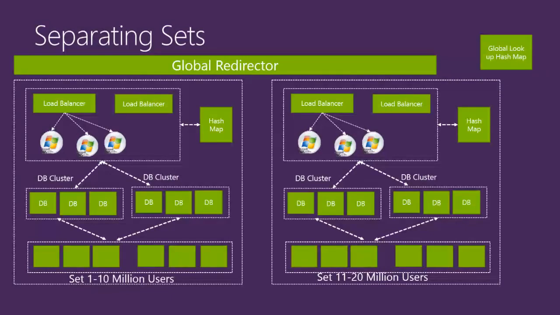And then there's a global lookup hash map. Well, who is actually telling me to go to which set? And that's part of the global lookup hash map. That tells me where to go.